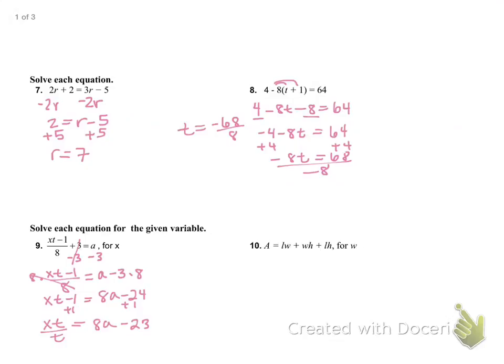Okay, and now we have to divide by t, because right now it's being multiplied, so to get rid of it, we've got to divide it. So my answer is 8a minus 23 divided by t.